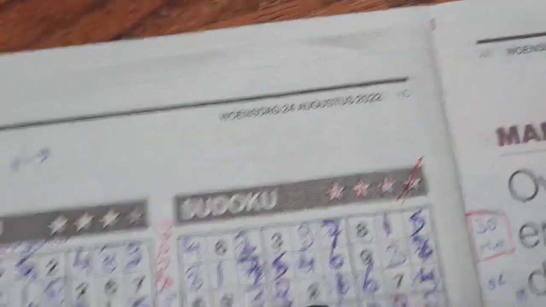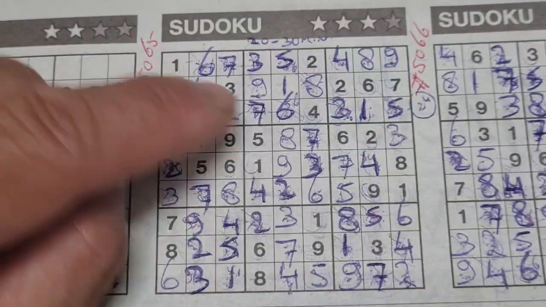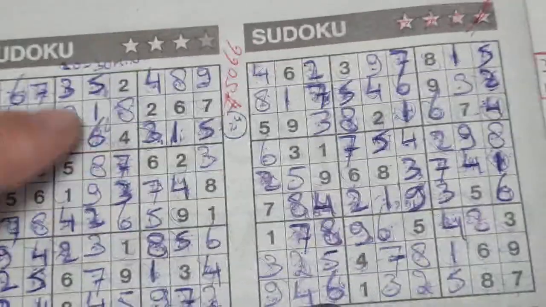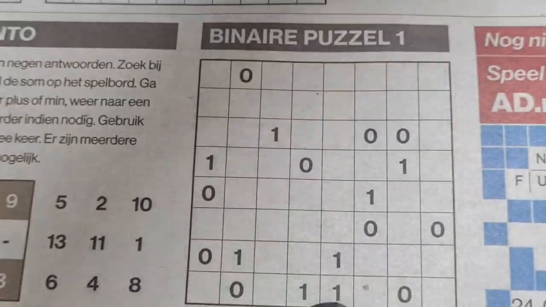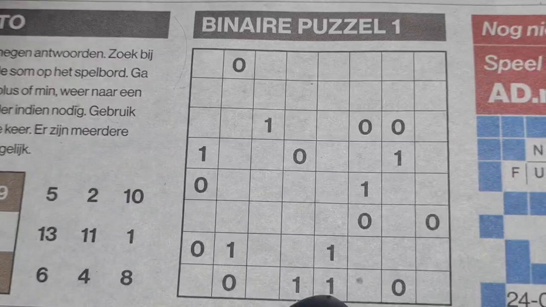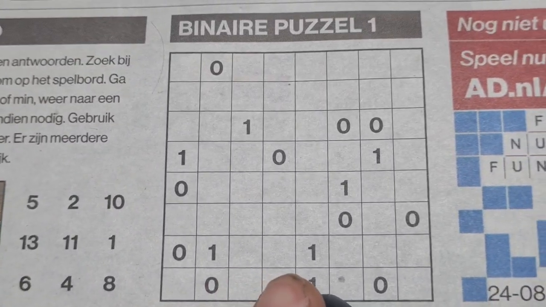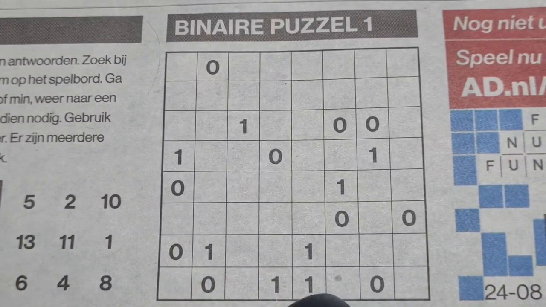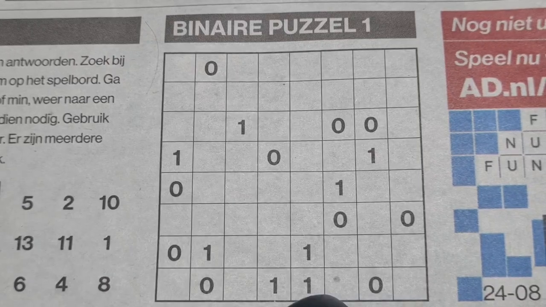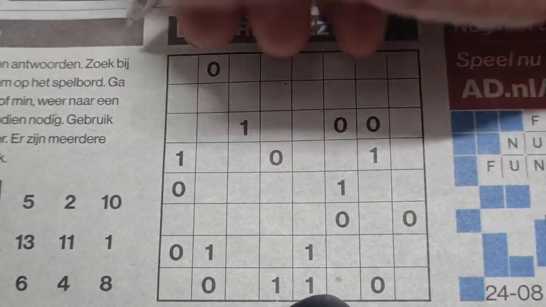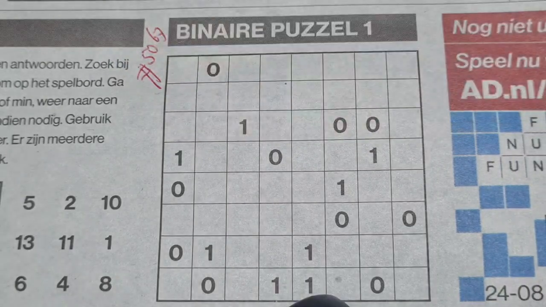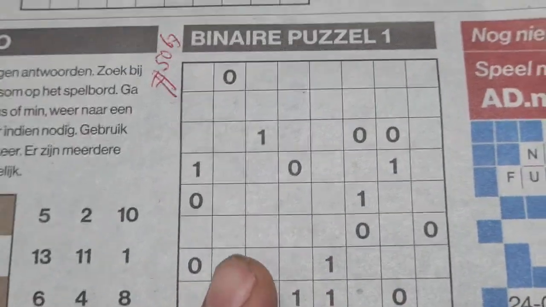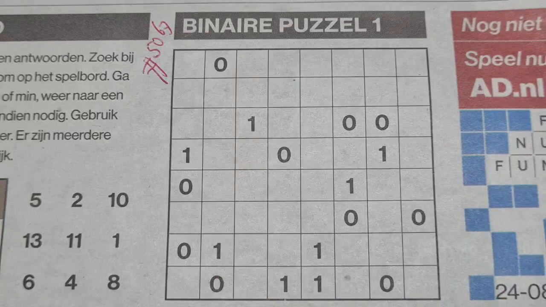I've already solved 2 puzzles out of 4. The Sudoku with 3 stars, the Sudoku with 4 stars, and 2 puzzles are left: the Tectonic with 4 stars, and the Binary. It's binary time, and this will be number 5067. Alright, what kind of binary puzzle is this one?